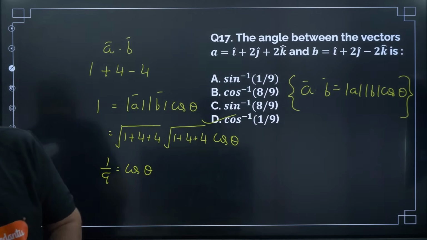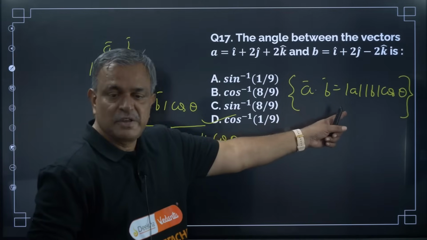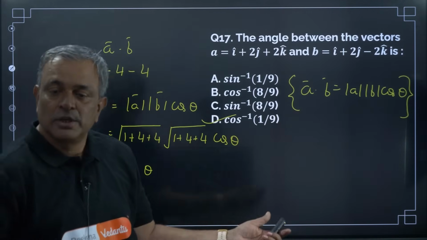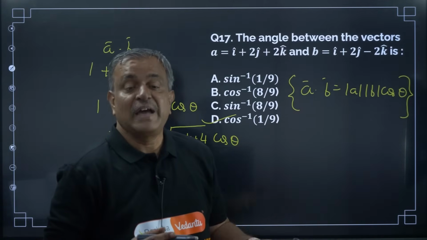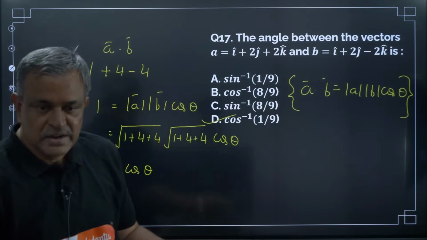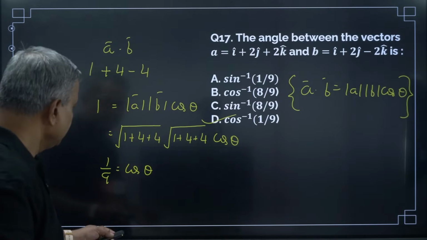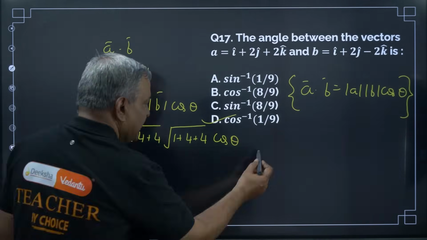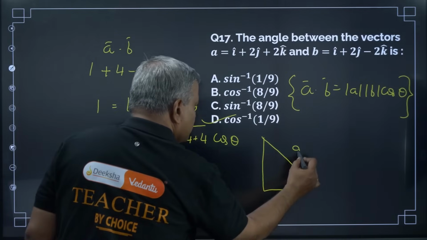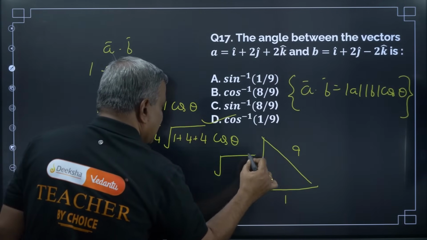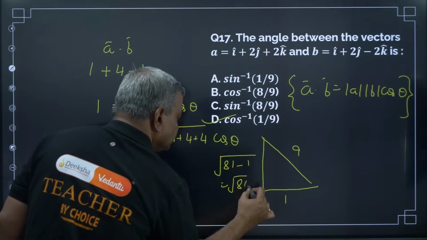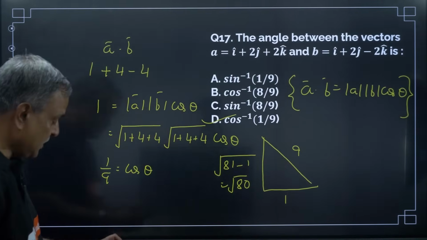Write down please. The concept is A dot B is equal to mod A mod B cos theta. Whenever they ask angle between them, you use this formula. If all answers are in sine, you can convert sine into cos by the help of a triangular method. How the triangular method? That also I'll tell you. Cos theta means base is 1, hypotenuse 9. This will be how much? 9 9s are 81 minus 1, which is equal to root 80. Clear? Next.